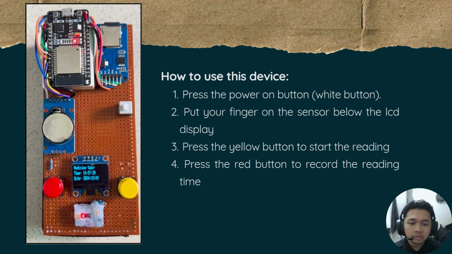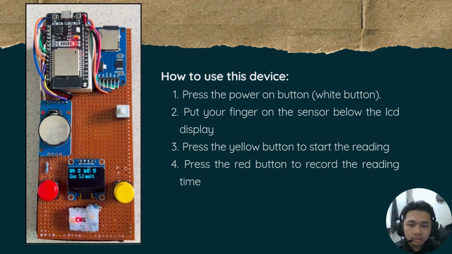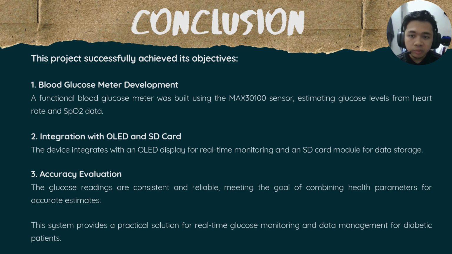Thank you. In conclusion, in this project we have achieved three objectives. The first is blood glucose meter development: a blood glucose meter was built using the sensor to estimate the glucose level and SpO2 data. The second is integration with OLED and SD card, for real-time monitoring and storage. And lastly, accuracy evaluation: glucose readings are consistent and reliable, meeting health parameters for accurate estimates. By this, we can say the system provides a practical solution for real-time glucose monitoring and data management for diabetic patients. That's all from me and our group.